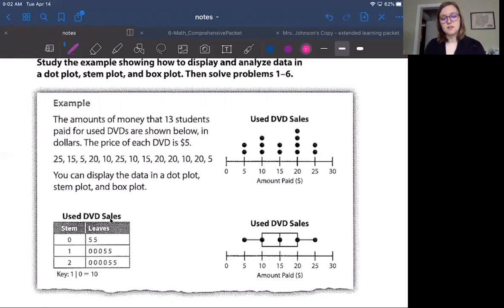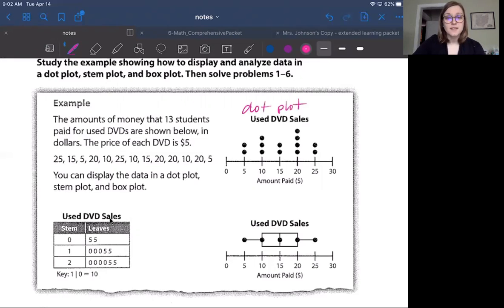25, 15, 5, 20. They listed out all of those numbers, kind of like you've already seen below or saw in my previous video. Now, the three different ways that they show us here, the dot plot is this first one at the top. This is a dot plot.